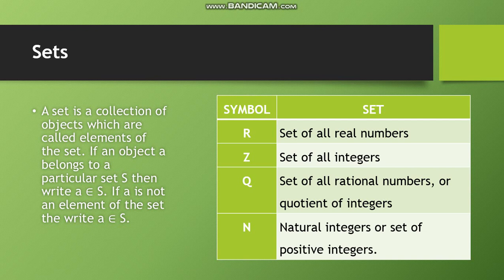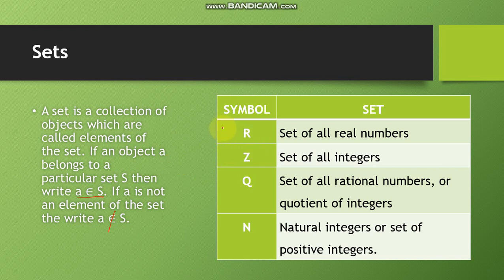Let's define set first. A set is a collection of objects which are called elements of the set. If an object A belongs to a particular set S, then we write A is an element of S. If A is not an element of S, we write A is not an element of S. Here are the commonly used symbols in sets.